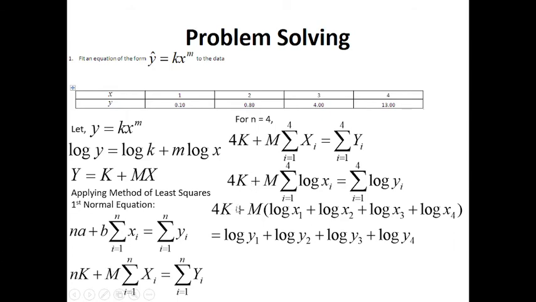So this is 4k plus m times log x sub i, we start with x sub 1. So we have log x sub 1 plus log x sub 2, ending up with log x sub 4, because the limit is until 4. Now, equal to the right hand side of the equation, log y sub 1 until reaching log y sub 4. Then we add them all.